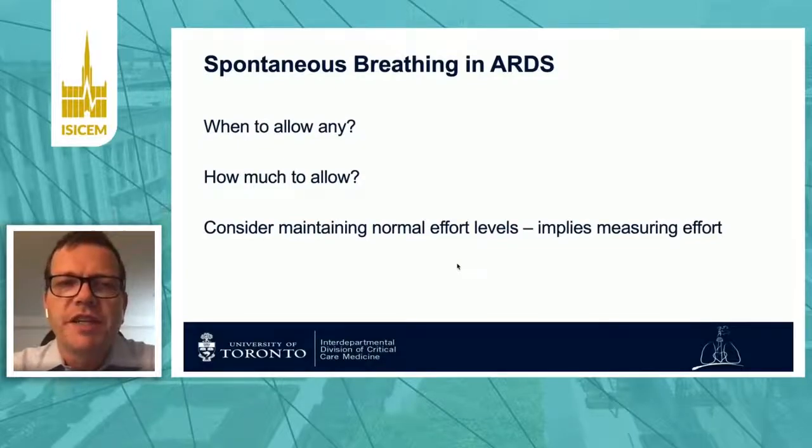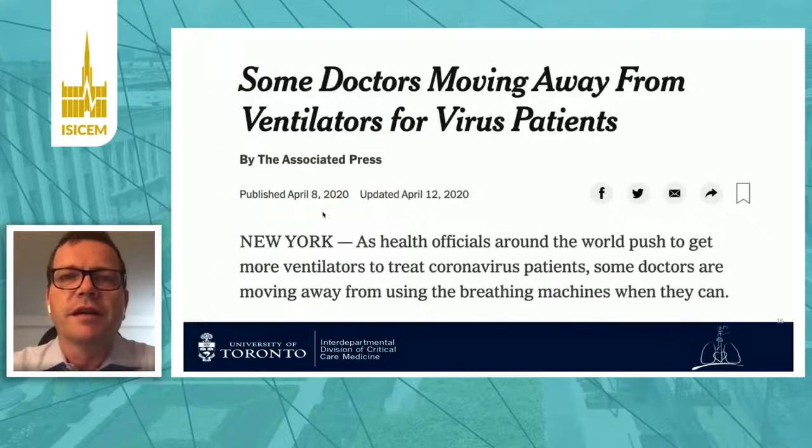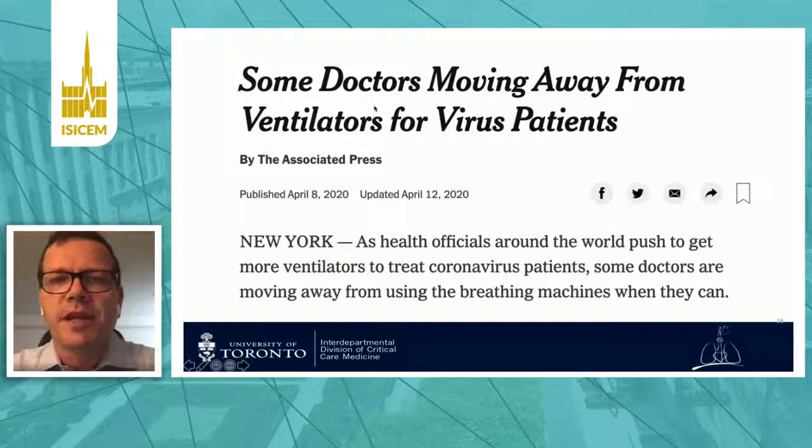Now, what about spontaneous breathing? Because a lot of our COVID-19 patients are presenting earlier on and are making strong respiratory efforts. Lots of questions remaining in general about spontaneous breathing in ARDS. And lots of controversy in the COVID-19 first wave that we saw on the news and in the New York Times. Ventilators are killing patients. People were saying we don't need ventilators anymore.